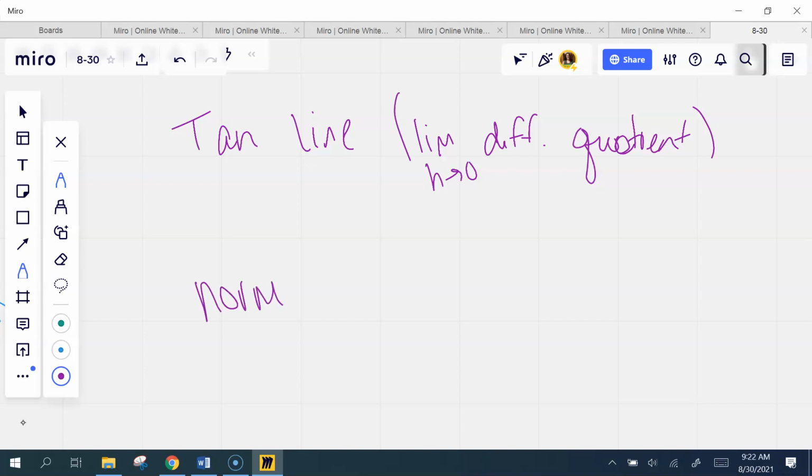What does normal line mean? Does anybody know? Did we talk about this Friday? Oh, yeah, normal line. Yeah, it's perpendicular to the tangent. And perpendicular means, that's right.